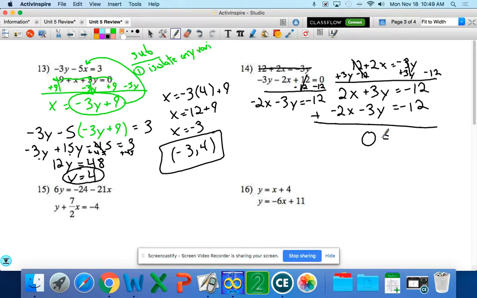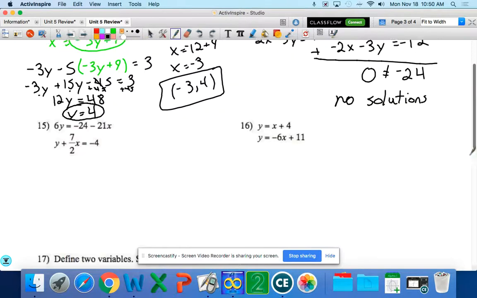But then on the right-hand side, these do not cancel out. I know a lot of people get cancel happy and they're like, oh, cancel. That would be a negative 24. 0 does not equal negative 24, and thus there are no solutions to this problem.